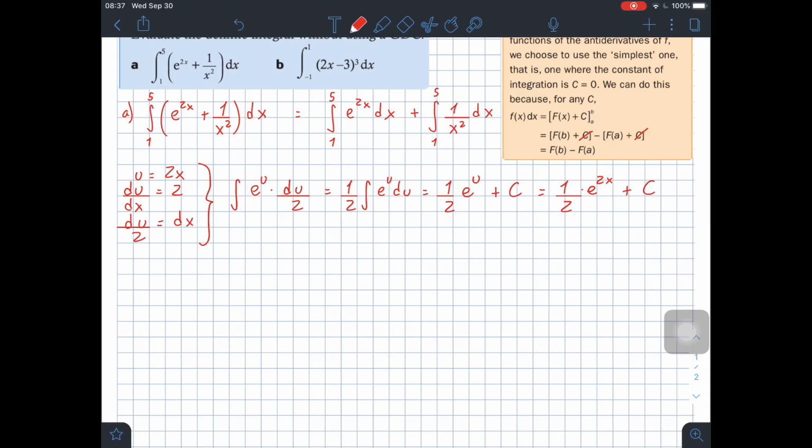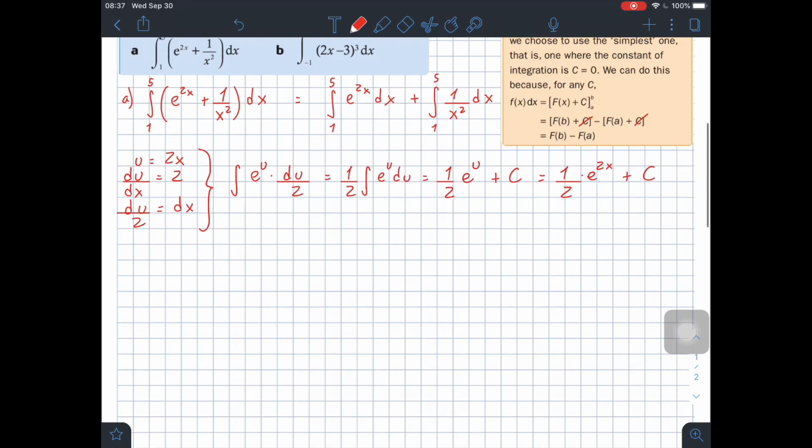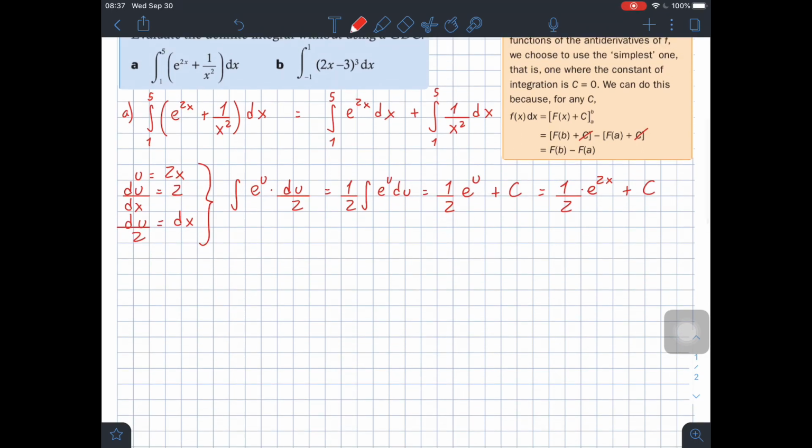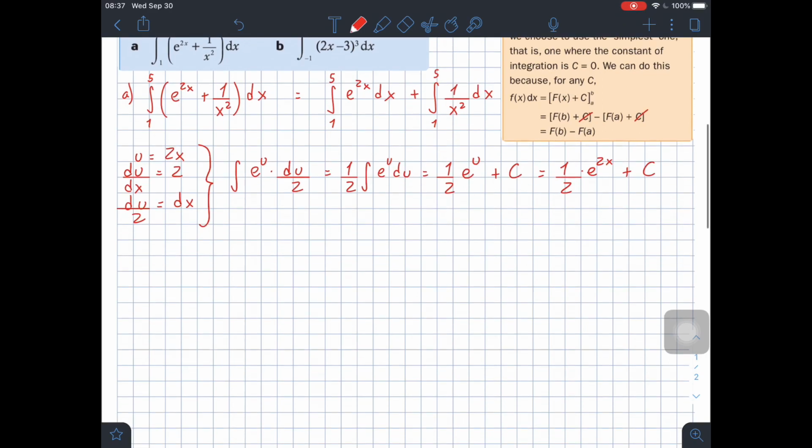Then we're going to evaluate it using our limits of integration, okay? So now I need to find the integral of 1 over x squared. You can work with this separately as I'm doing, or you can just plug it all together into this expression and find it all together.